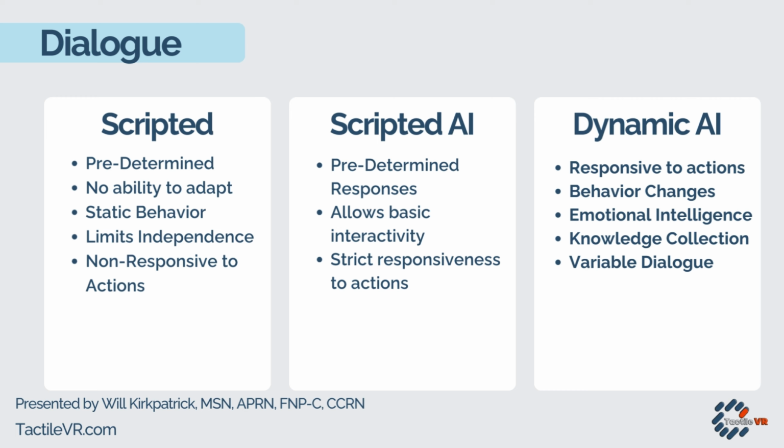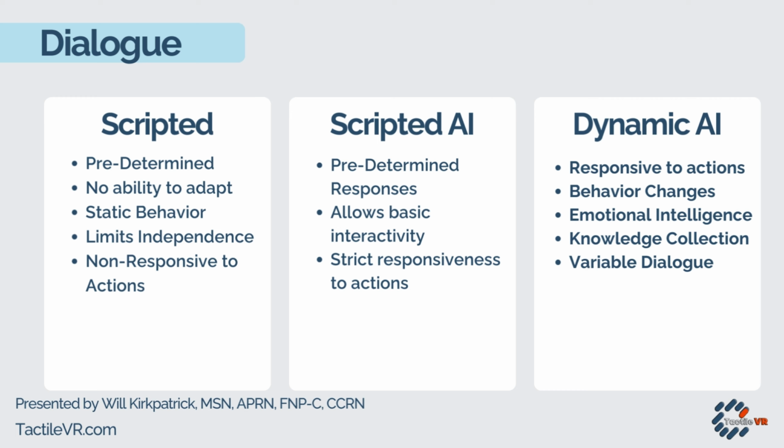A big key factor to remember about dynamic AI characters is that they have emotional intelligence. Not only do they have unlimited dialogue, they also respond based off your performance in communication. So you as the user can change the communication dynamic by your performance. These characters also have the ability to collect knowledge from the user. They can be educated and learn from the user as the conversation goes on, and they'll be able to recall previous communications later in the conversation as well.